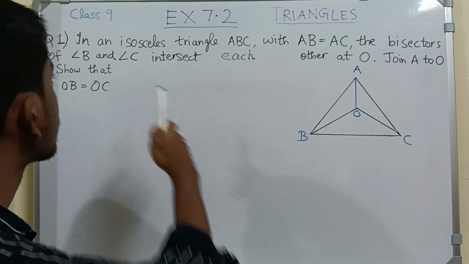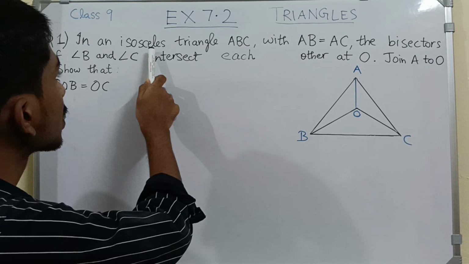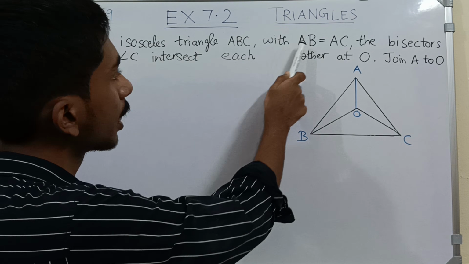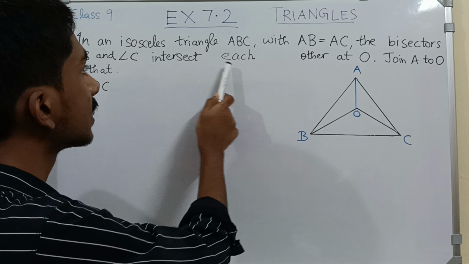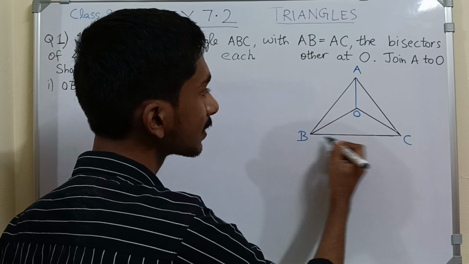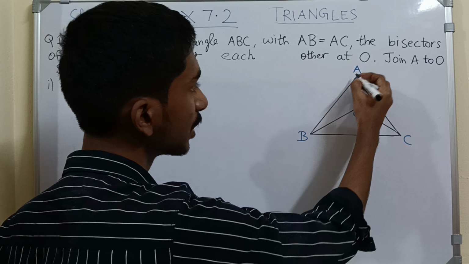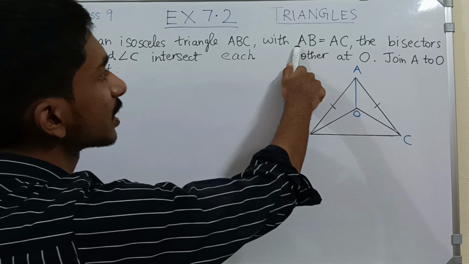Now we are going to see sum number 1 of exercise 7.2. The question says, in an isosceles triangle ABC with AB equal to AC, the bisectors of angle B and angle C intersect each other at O. Join A to O. So here is an isosceles triangle ABC. So that means this side AB is equal to this side AC. It is the given information, AB equal to AC.